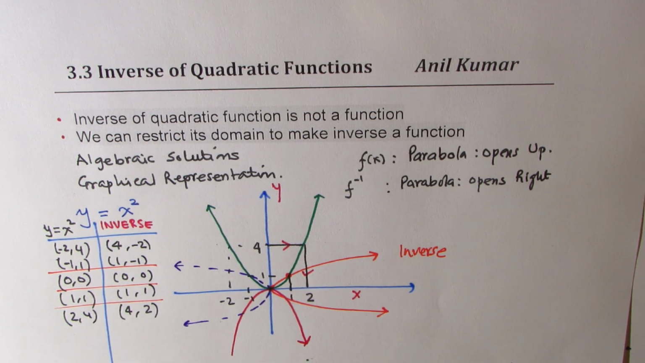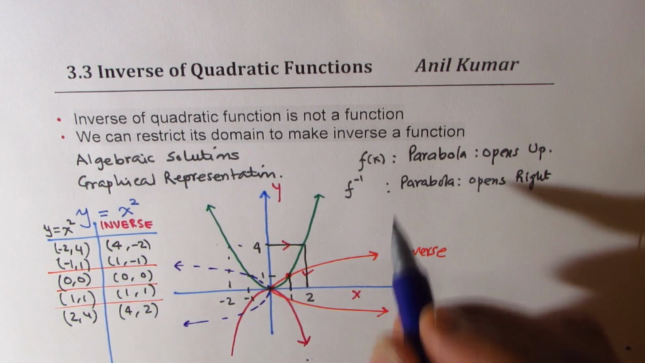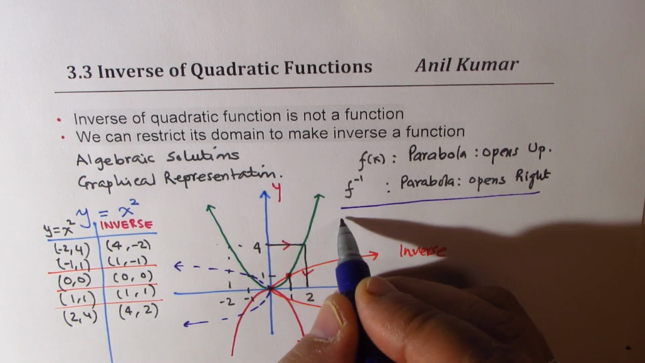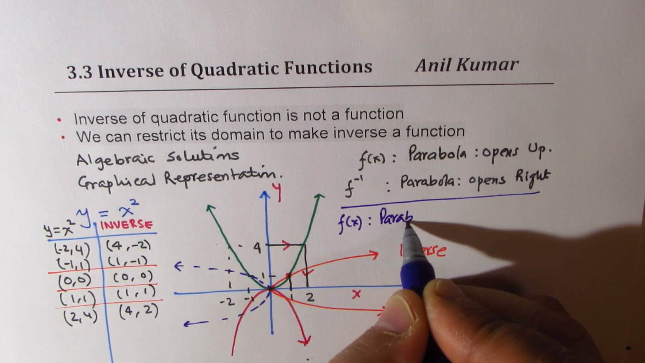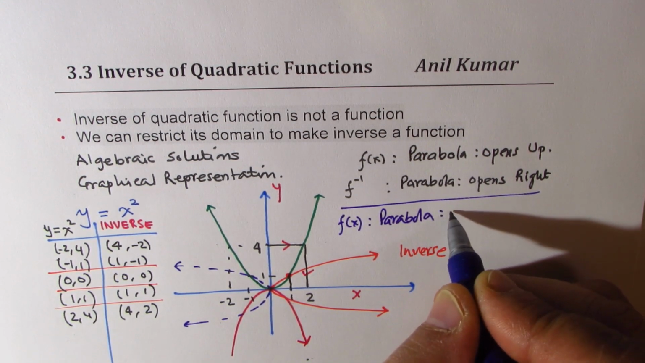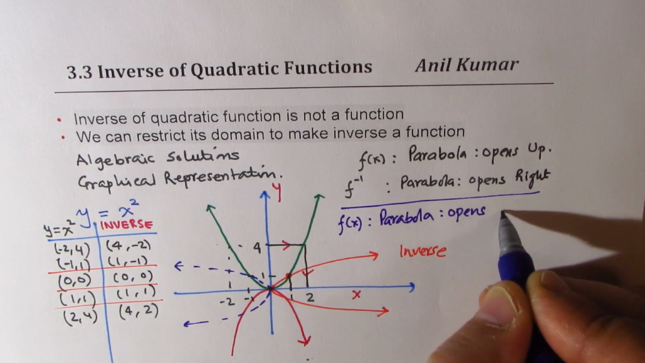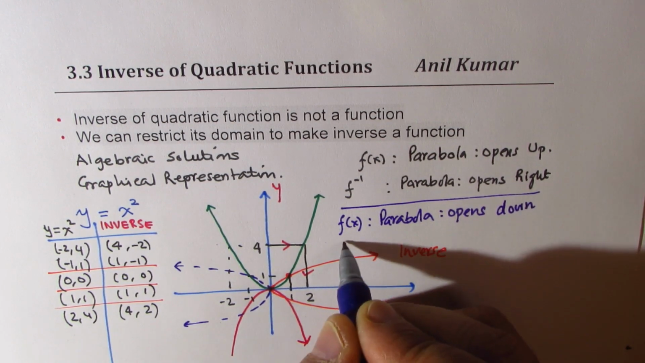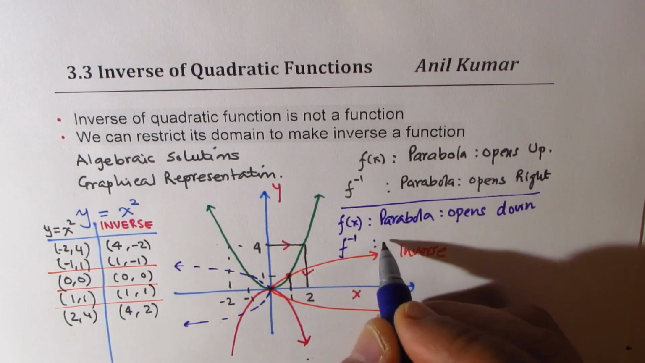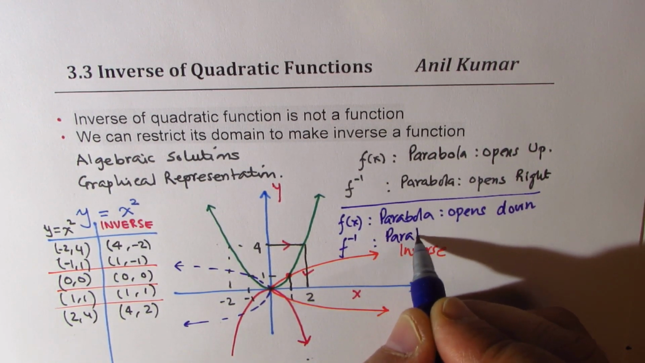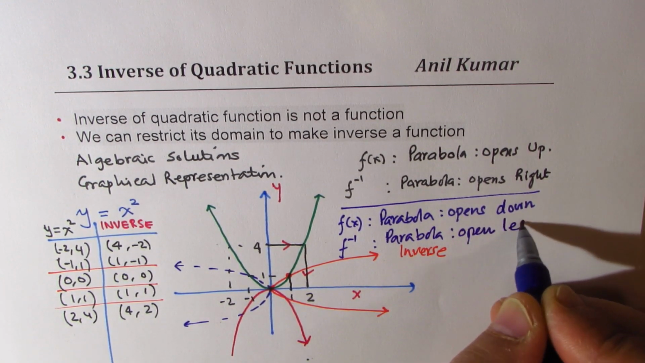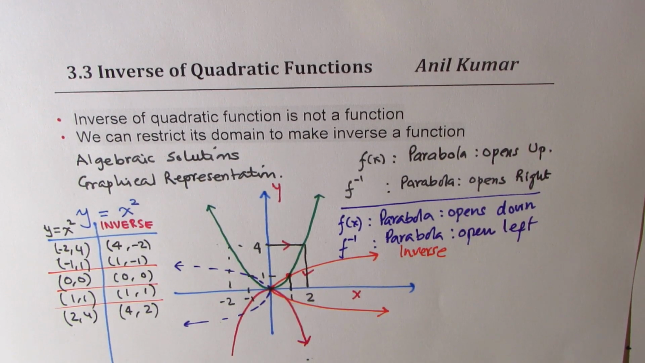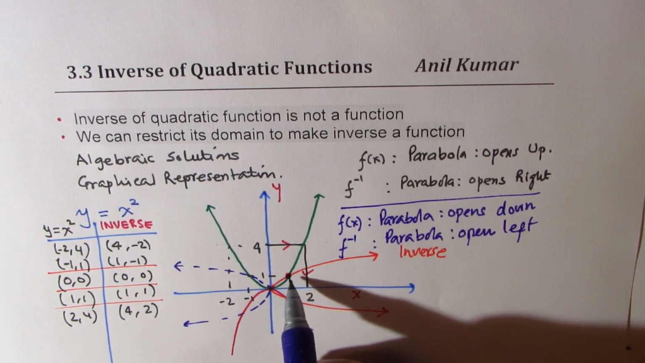Do you see that part? So if you have that the function f of x is a parabola which opens down, then the inverse will be a parabola which opens left. Do you get this idea, right? And we also learned about some points which are common, right?